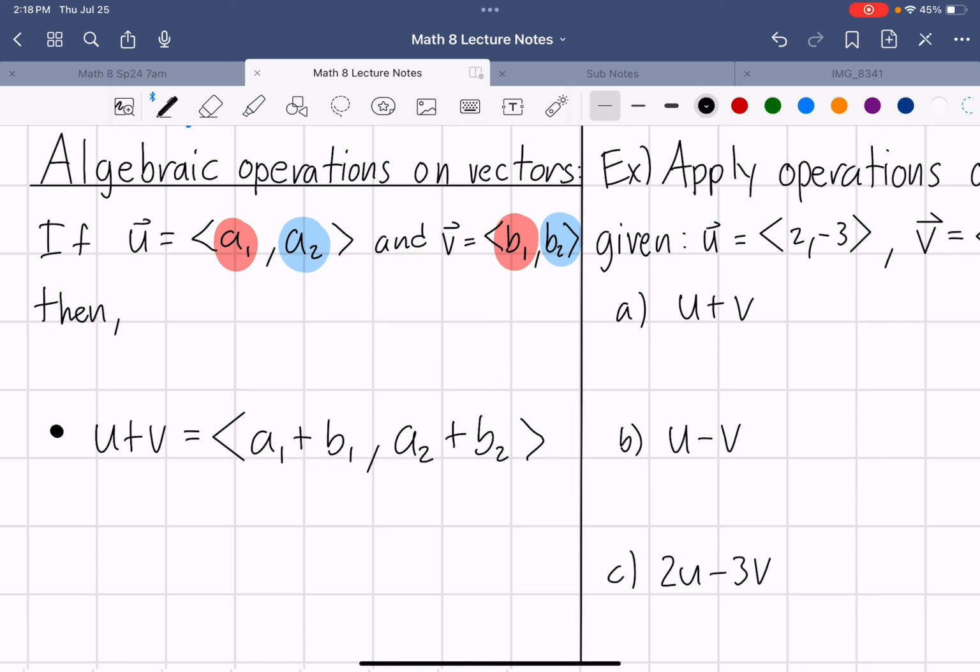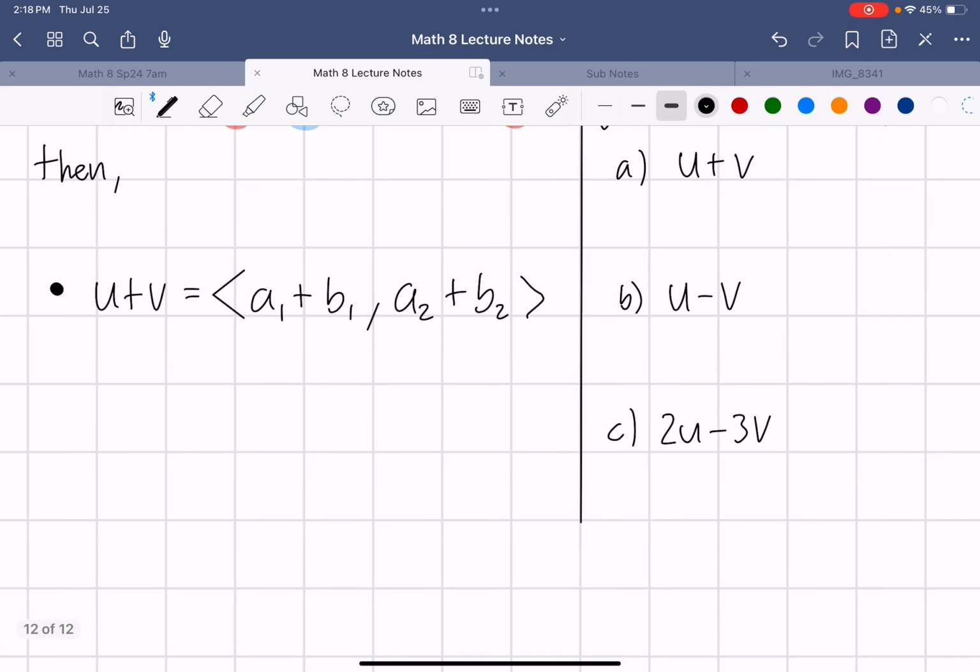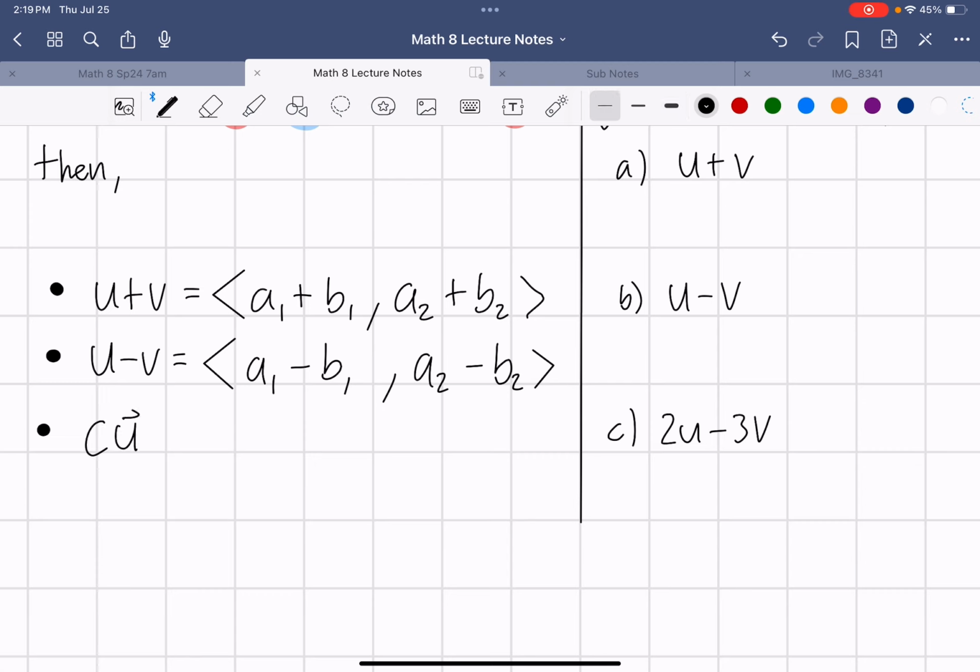So you have to do the corresponding vectors, and then subtraction. It's going to work the exact same way. You just subtract the corresponding components. But of course, if that component is negative, make sure you are careful when you are applying that subtraction. And there is this scalar multiplication.